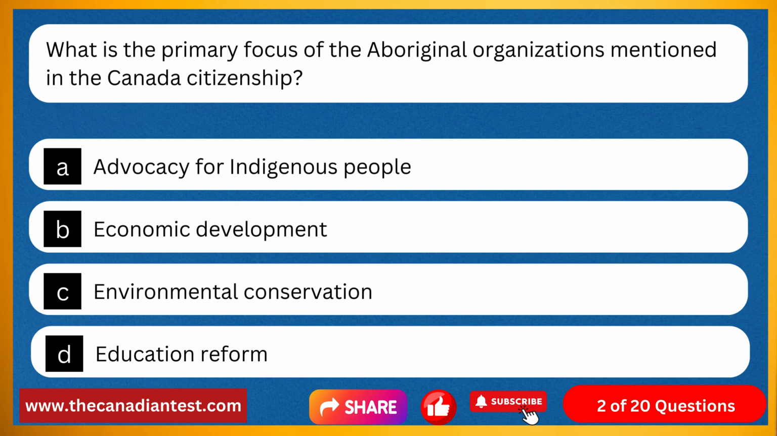Question 2. What is the primary focus of the Aboriginal organizations mentioned in the Canada Citizenship guide? Option A, advocacy for Indigenous people. Option B, economic development. Option C, environmental conservation. Option D, education reform.